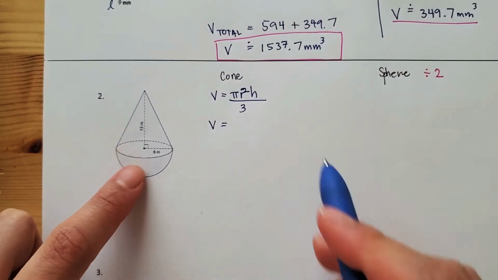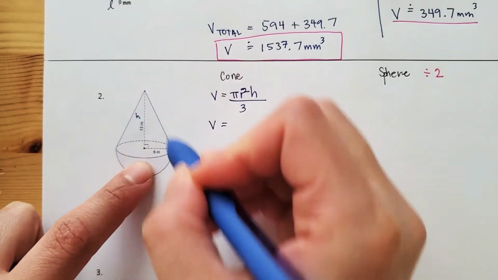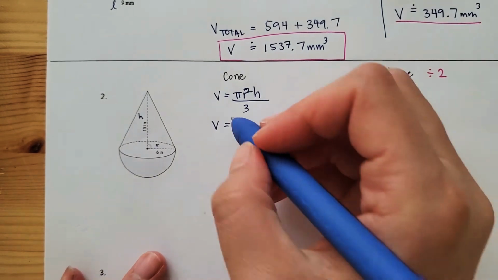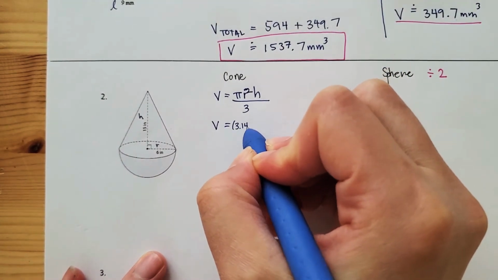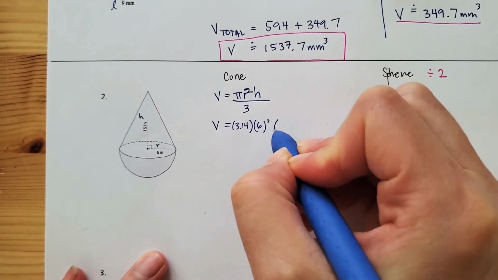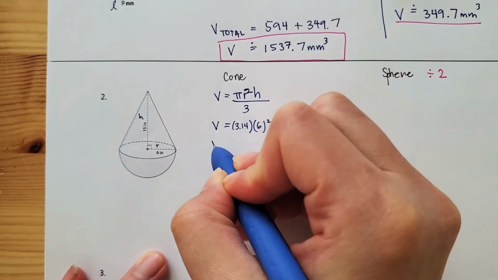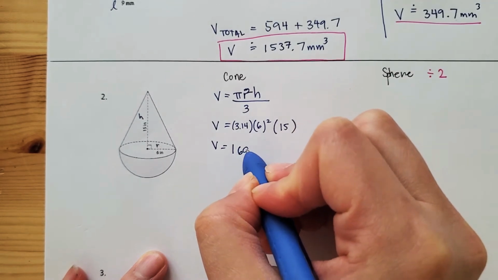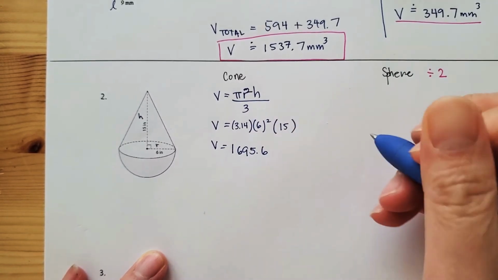Okay, so if you look at the cone, let's label this. This is the height. This is the radius here. Okay, and that's all we need. So pi would be 3.14. Your radius is 6 squared, or you can use the pi button, by the way. And your height is 15. When you punch that into your calculator, you should get 1,695.6.